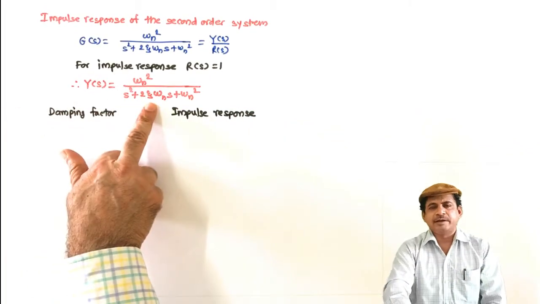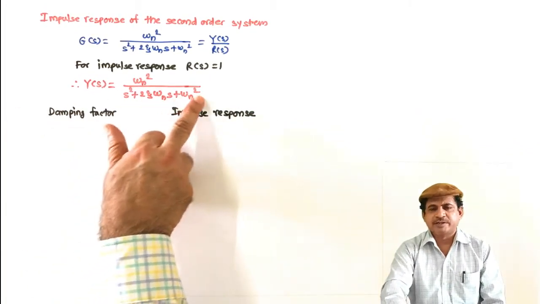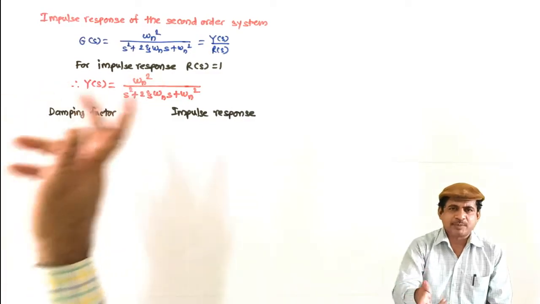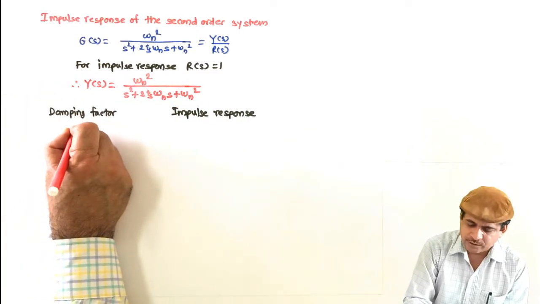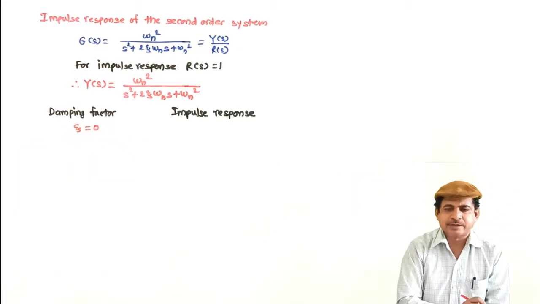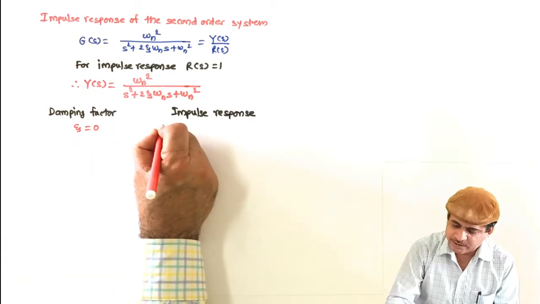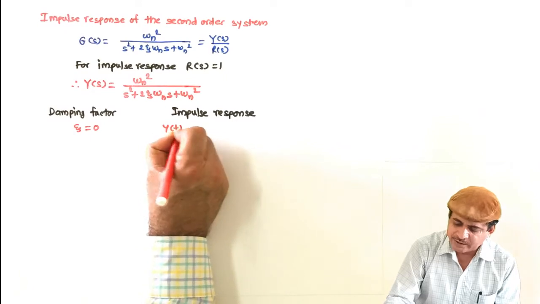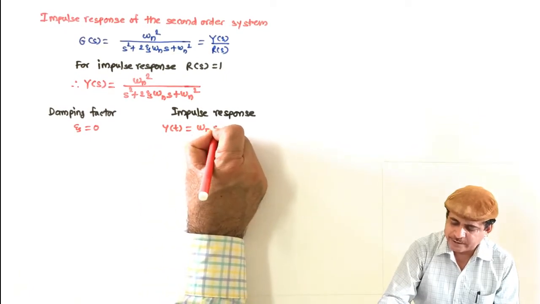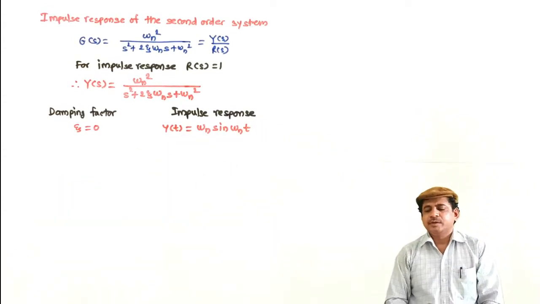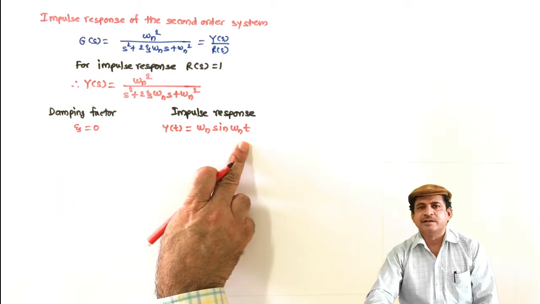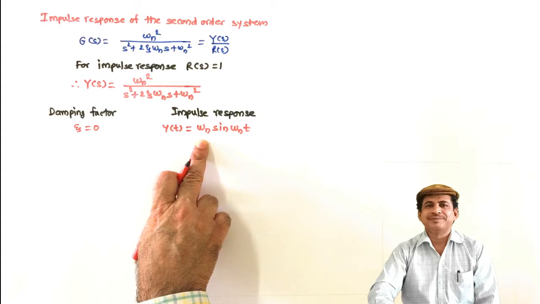It can be done by taking inverse Laplace of this for different zeta values. By partial fractions it can be done, but here I will do it directly. So for zeta equal to 0, that is undamped system, the impulse response is y of t equal to omega n sin omega n t, which is nothing but a sinusoidal signal with constant amplitude.